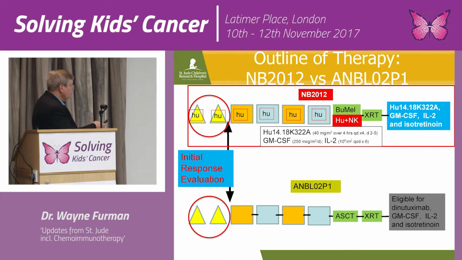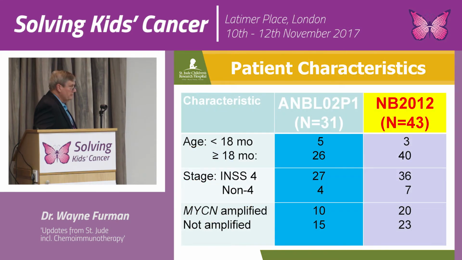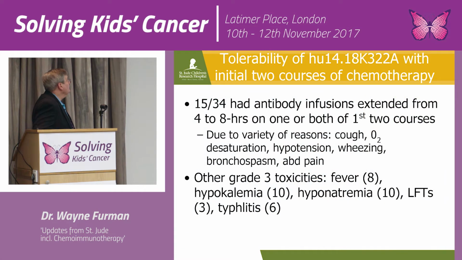And then in MRD, we used our antibody with an identical recipe that Dr. Yu's paper showed. And this just shows that the patients in AMB02P1, the pilot study, were very similar to the patients we put on MB12. Most of them were older with metastatic disease, INSS stage 4 disease. About half of them had NMIC amplification. So a very high-risk group of patients.